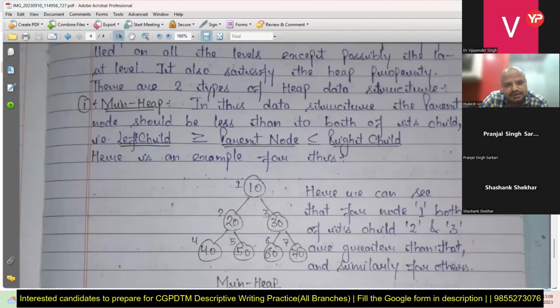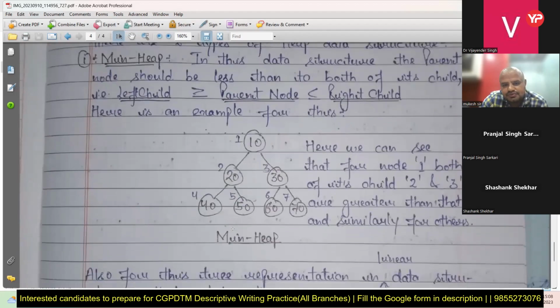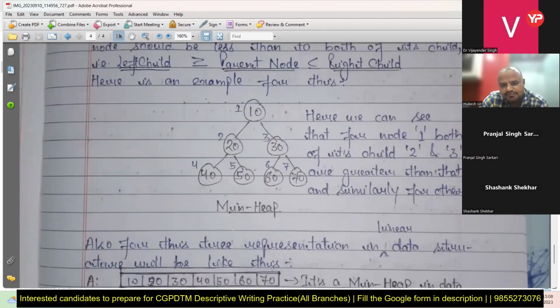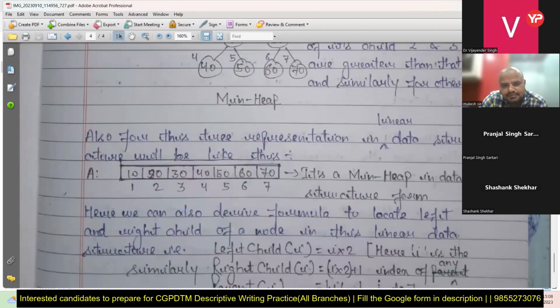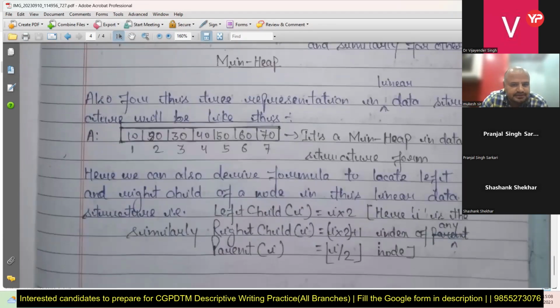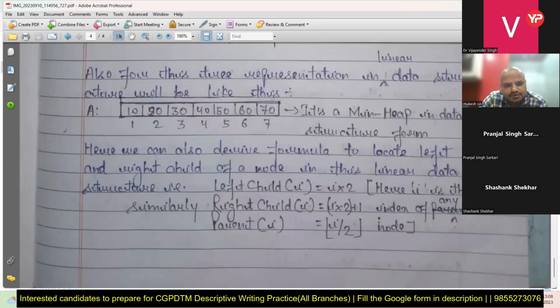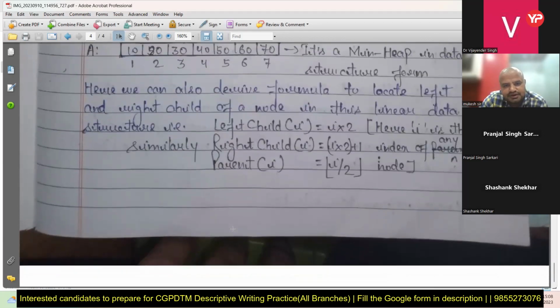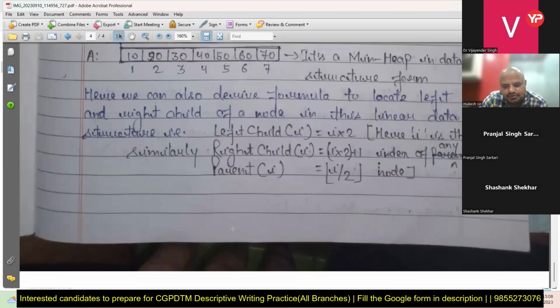Great. So max heap in this data structure, fine. You are underlining the formula, very good. You are giving the proper example of min heap, very good. An explanation, very good. And the tree representation and array representation is also there. Okay, fine, good. So again, the formula for finding the left child, right child, and parent, good.